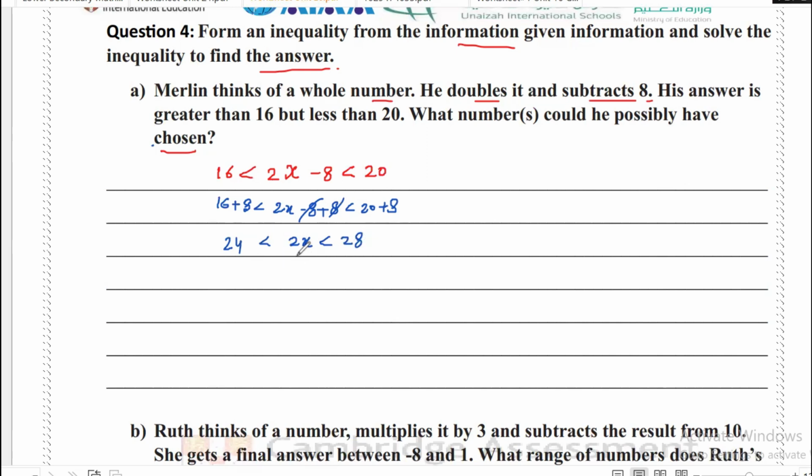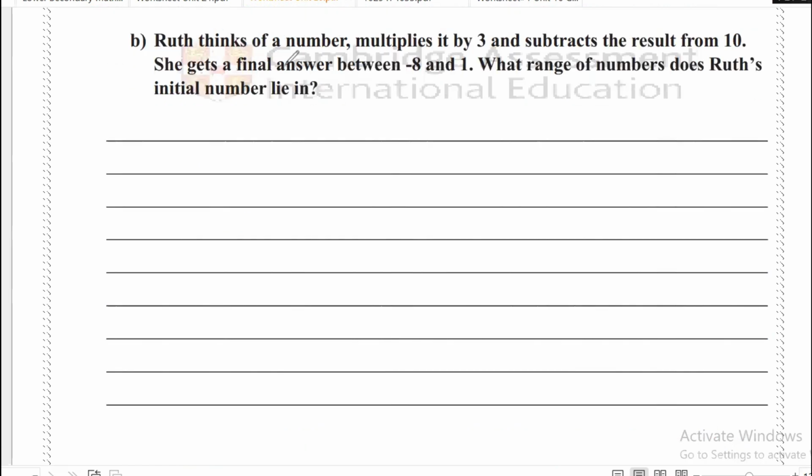Now all are divisible by 2 because we are looking for x only. So once you divide by 2, you will get 12 less than x less than 28 divided by 2 gives us 14. Means your possible value of x, which is less than 14 and greater than 12, is 13. This is your possible integer, you can say that. So no need to show a number line, just say which is the possible answer of x in integer, that is 13.